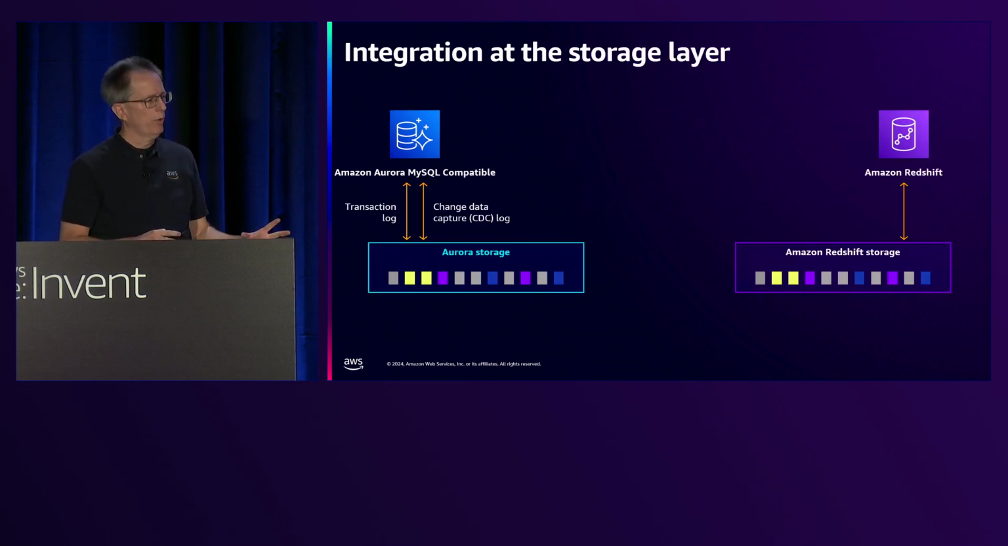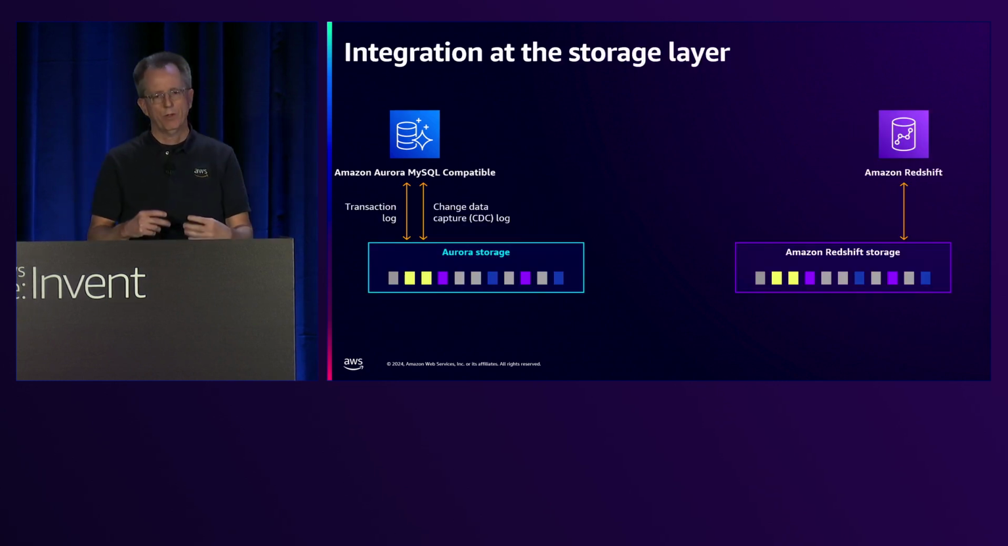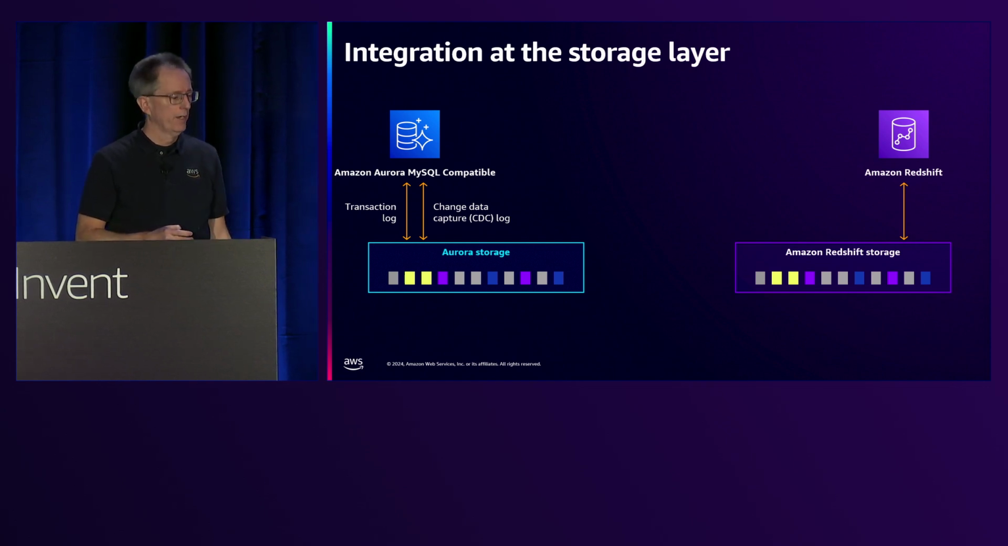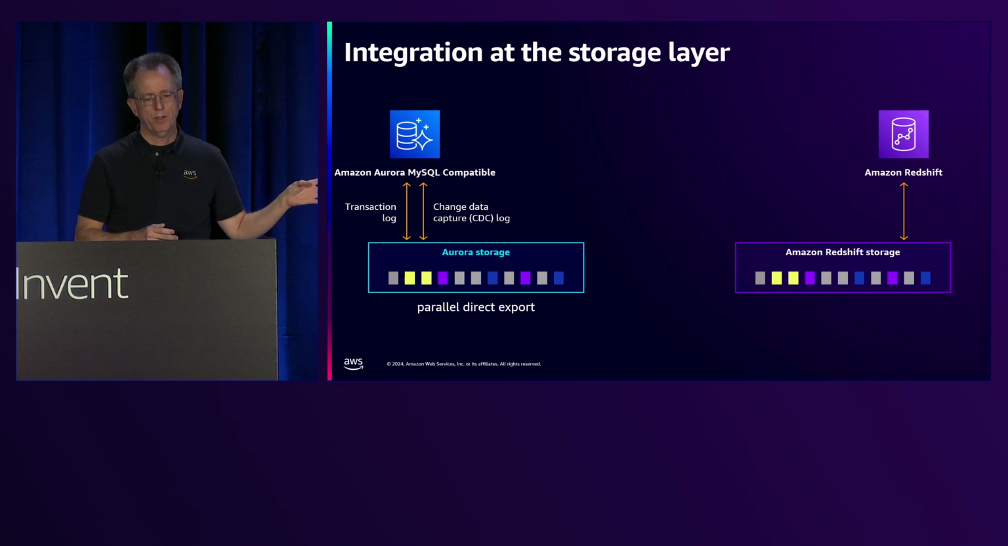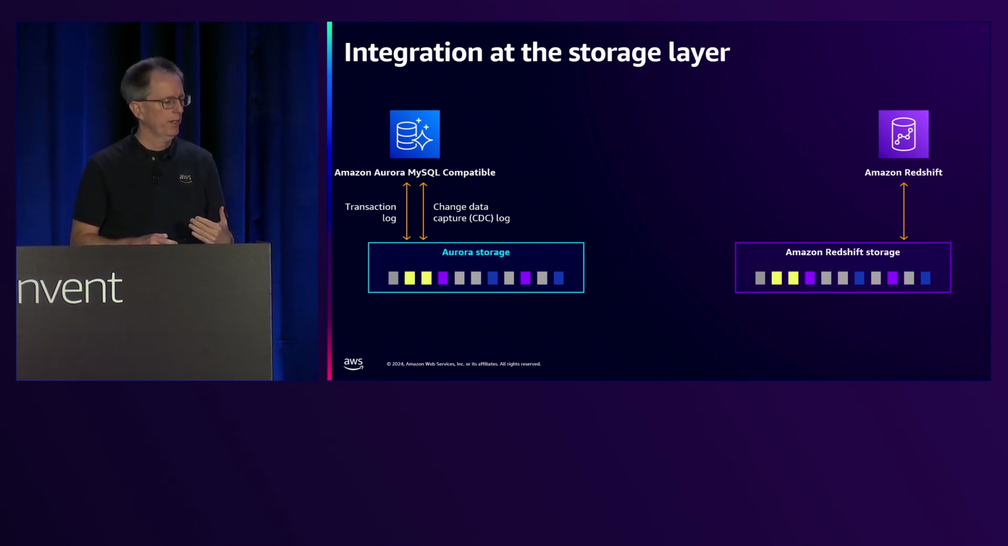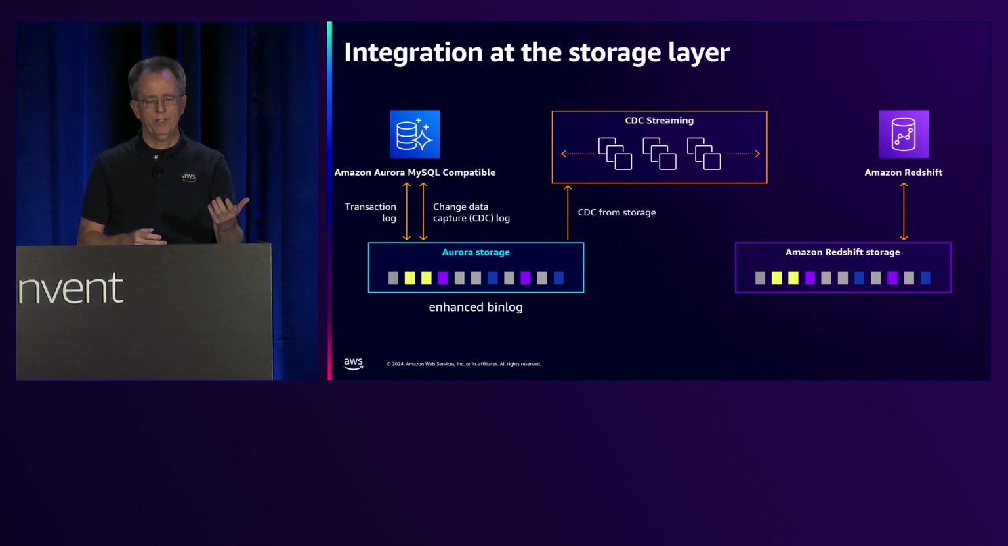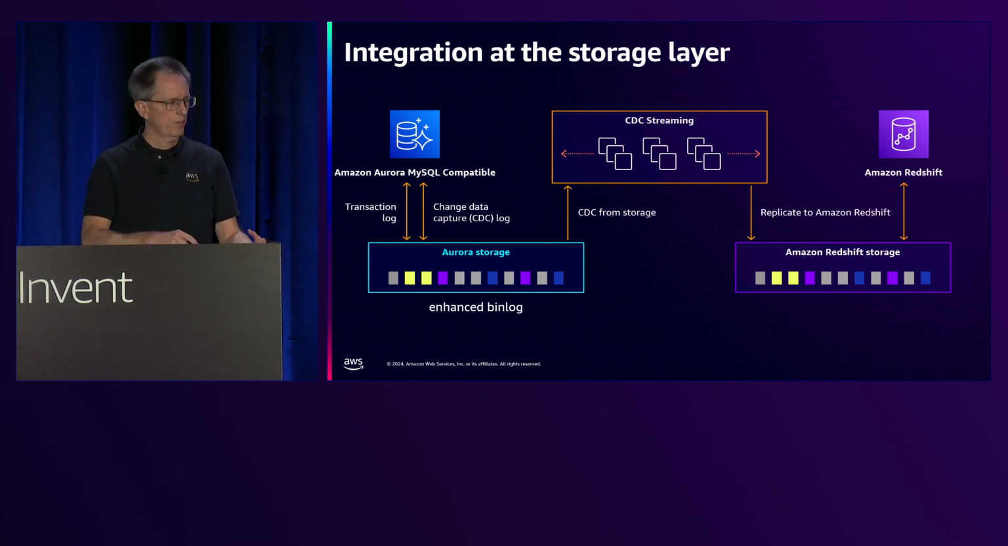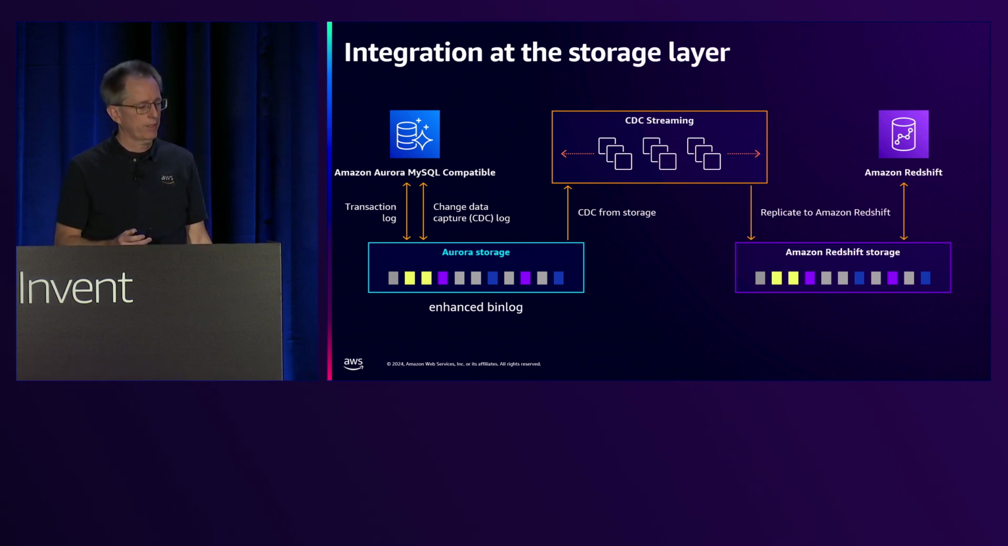One of the nice things with Aurora, again being the storage layer, is we can actually do things more efficiently in this case. At the storage layer, we're going to use parallel direct export, in this case for MySQL, to load that seed data. That's going to mean a faster load over to Redshift. And then we're going to use enhanced bin log that I talked about earlier to do the CDC streaming directly from storage. So you're not doing this from that read-write node. You're not putting extra load on it. This means the Zero-ETL isn't really affecting your primary use case of your OLTP system. And now you have good analytics in Redshift.